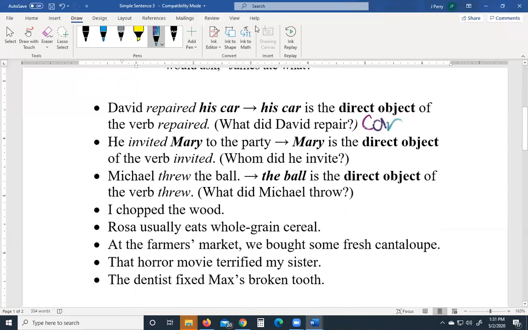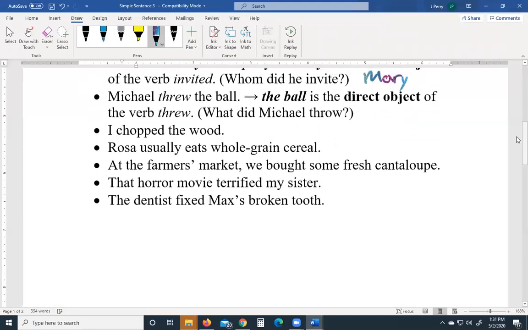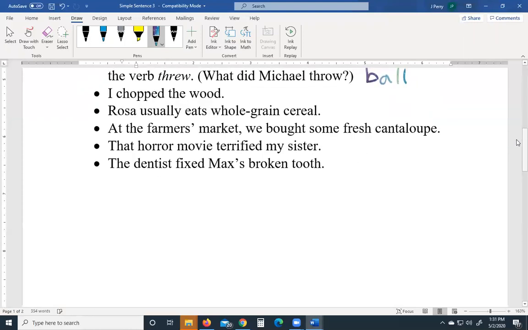He invited Mary to the party. Whom did he invite? Mary, of course. Michael threw the ball. The ball is the direct object of the verb threw. So what did Michael throw? The ball. Okay, now it's your turn. Let's pick I chopped the wood. What did I chop? That's right. I chopped the wood.